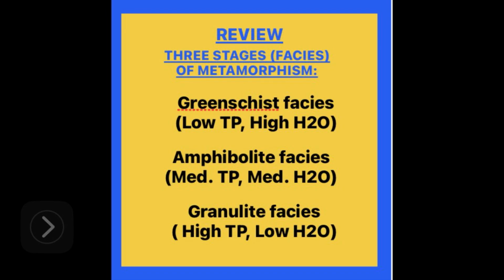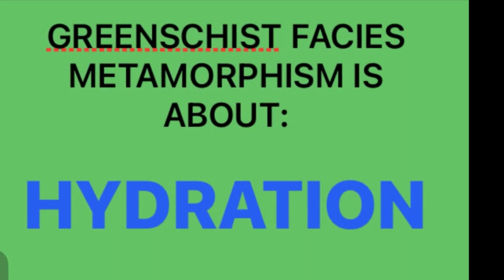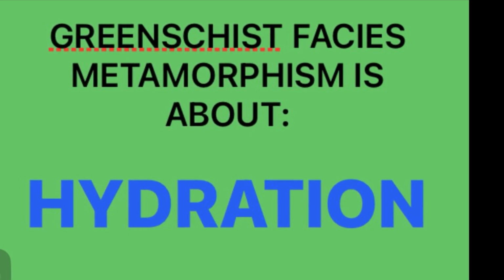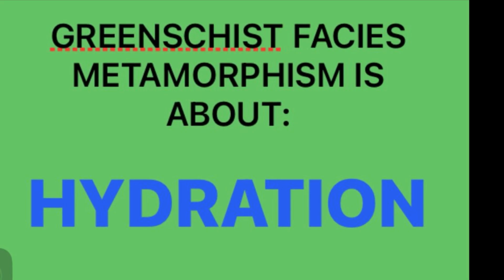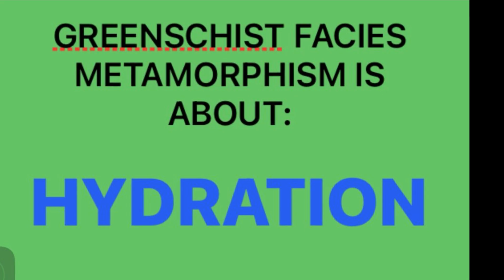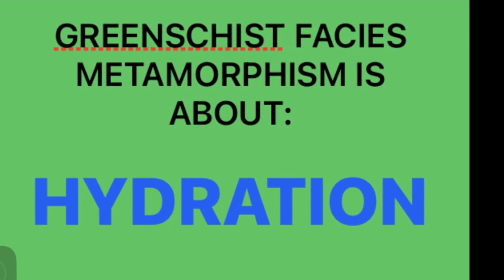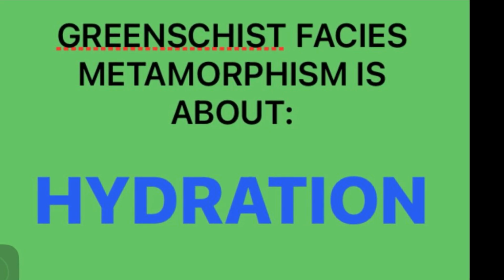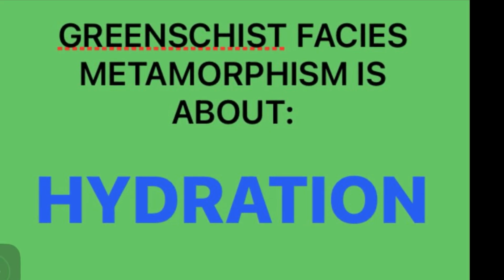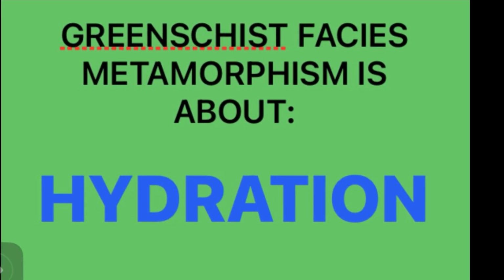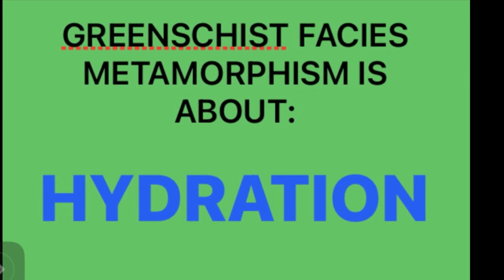But you get the picture now. Let's go into a little bit more detail on these. Greenschist facies metamorphism is all about hydration. There's plenty of water available. The temperature is not high, so the temperature doesn't drive off the water. So the water will chemically combine with a lot of the minerals to hydrate them, and that forms new minerals. These new minerals are stable at greenschist facies, and they are characteristic of greenschist facies.